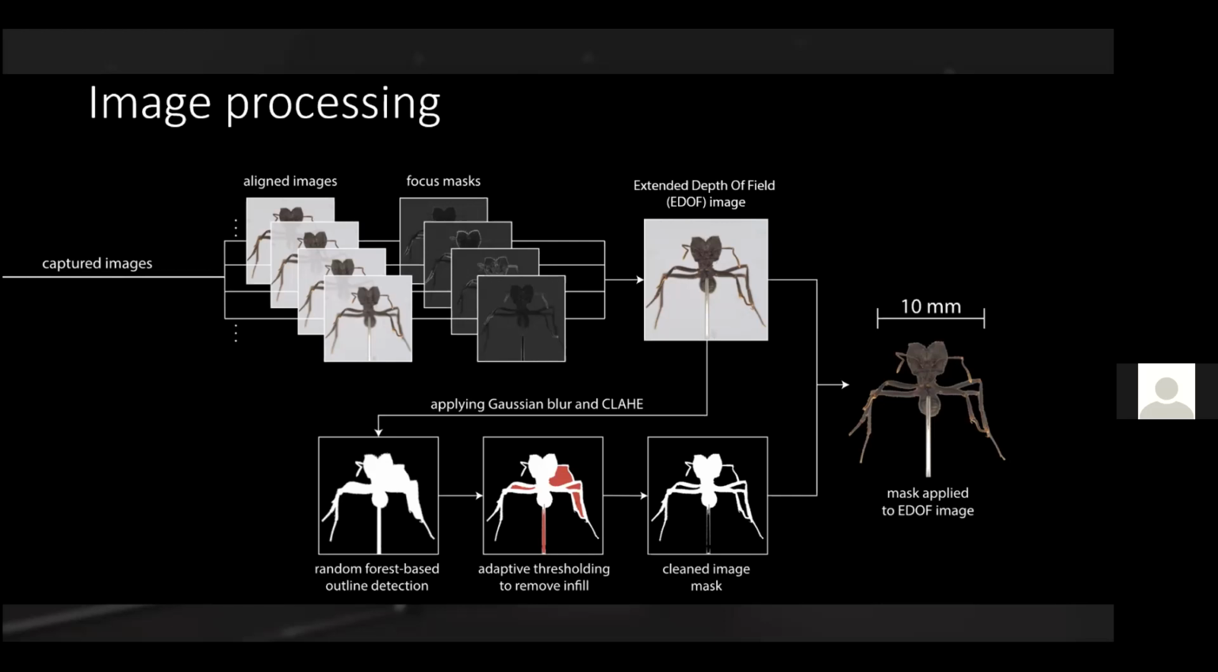And then we detect this shape with a random forest-based outline detection. That detects the largest shape and is all connected. So it also assigns white pixels, if you will, to areas that don't belong to the specimen. That's shown in the middle of these three images. So the areas that are highlighted in red are not specimen areas. And we can still select them with image processing techniques, and then remove them in a subsequent step. And then we have a mask that we can apply to the extended depth of field image. And we end up with a masked image as input for photogrammetry software.